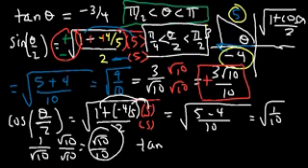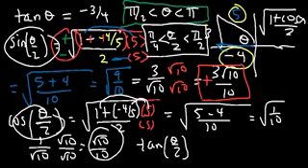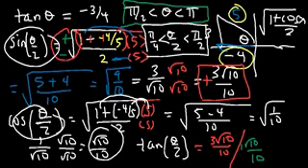Now to find tangent theta over 2, just like we did before for tangent theta, we're going to divide sine by cosine. So sine is 3 root 10 over 10. And cosine is root 10 over 10. There's like a 1 in front. Notice that the 10's cancel and the root 10's cancel. So 3 over 1 is just 3. And that's how you can find tangent theta over 2. Once you get sine and cosine, just divide them.